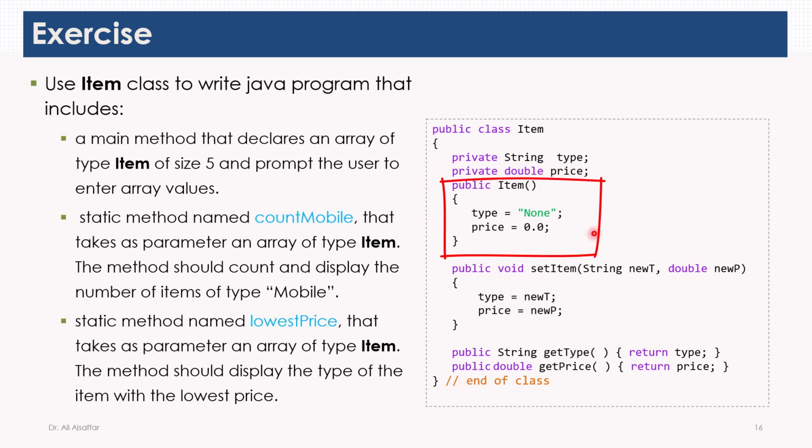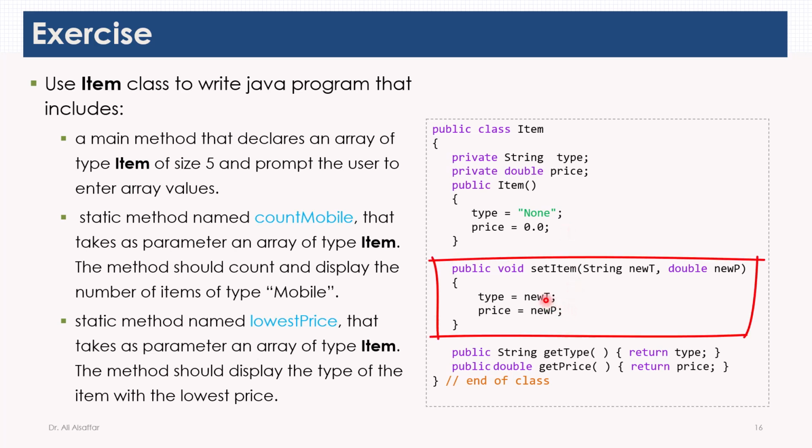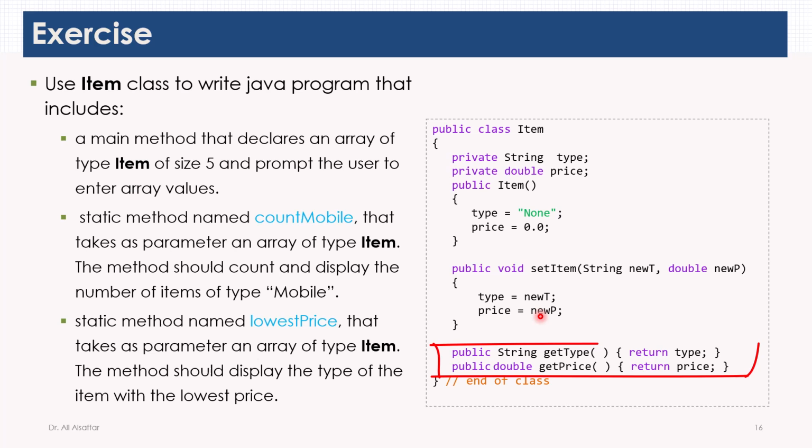There is only one constructor that initializes type and price, with the default values none for the type and 0 for the price. And there is only one unified set method that sets both data members using one method. And finally, we have 2 getters, one for each of the data members of the class. Let us see what is required in this exercise.